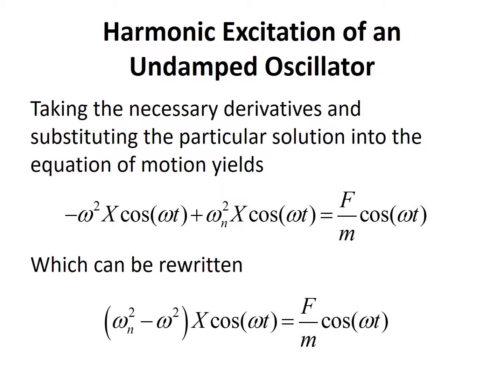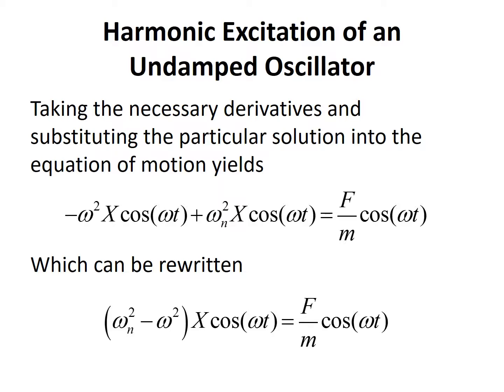So if we take the necessary derivatives of our assumed solution and substitute the particular solution into the equation of motion, we get the first expression that you see on this chart. Now, this expression can be rearranged into the expression on the bottom, where we have a term omega n squared minus omega squared times the undetermined parameter capital X times cosine omega t, and that has to be equal to F over m times cosine omega t.